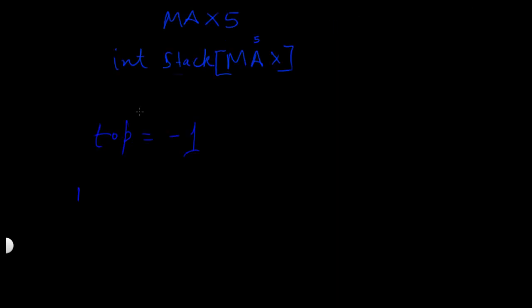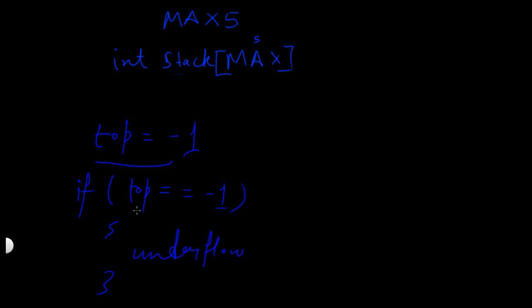Now how to check for underflow condition. An underflow condition is when the stack is empty, and when the stack is empty the value of top is equal to minus 1. So you can use an if statement. If top equal to minus 1, then it means underflow. This statement will check is the value of top equal to minus 1, and if it is, then it means underflow.